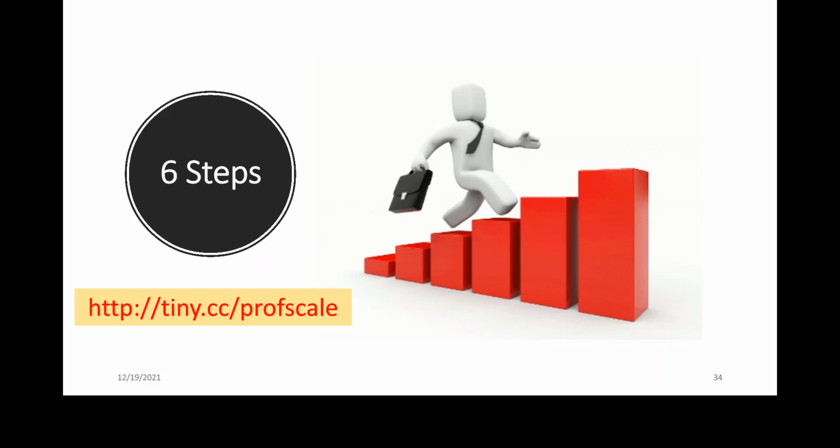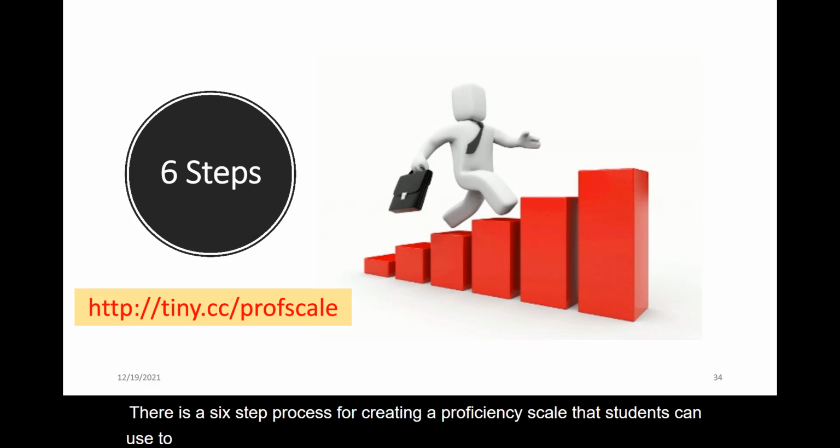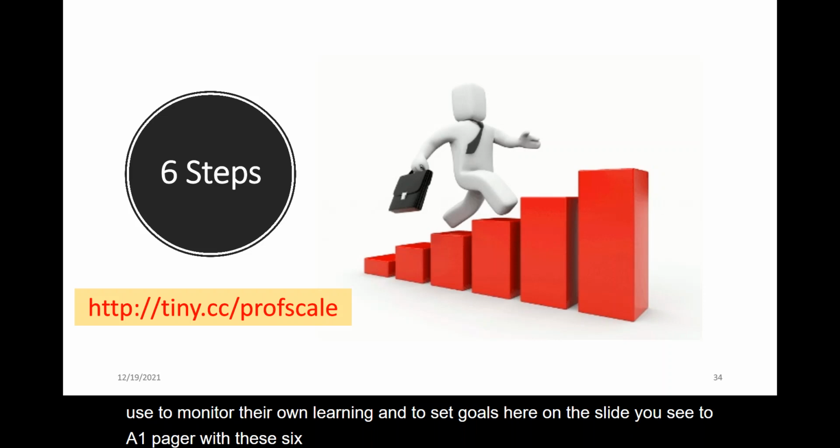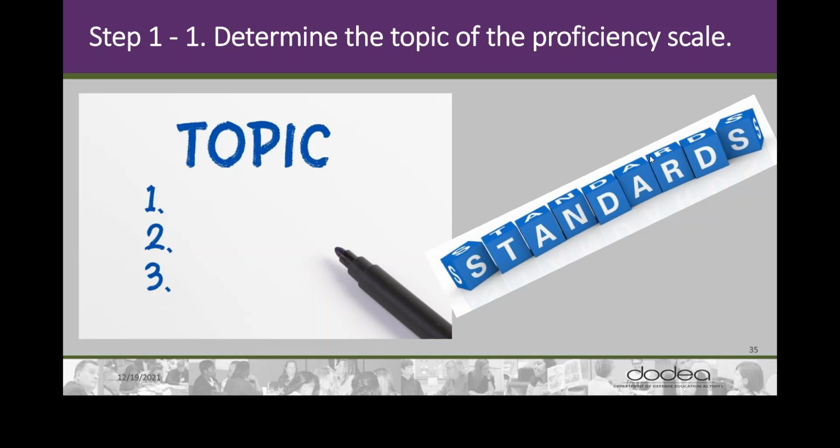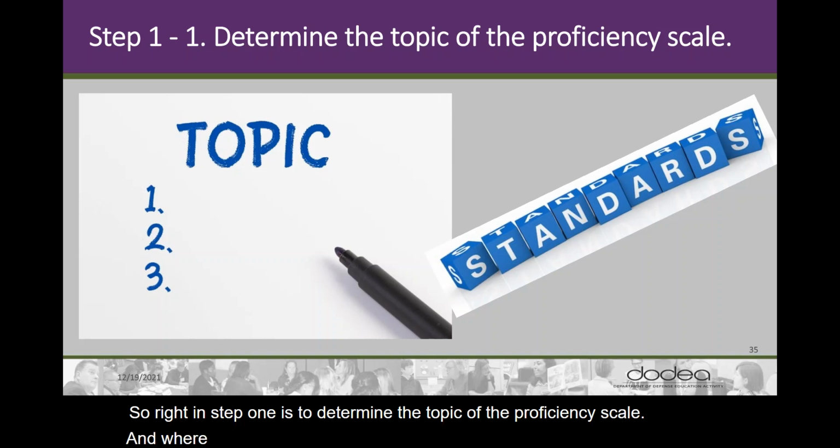There is a 6-step process for creating a proficiency scale that students can use to monitor their own learning and to set goals. Here on the slide, you see a link to a 1-pager with these 6 steps. Feel free to make a copy of it for your own purposes. So diving right in, step 1 is to determine the topic of the proficiency scale. And where does that topic come from?